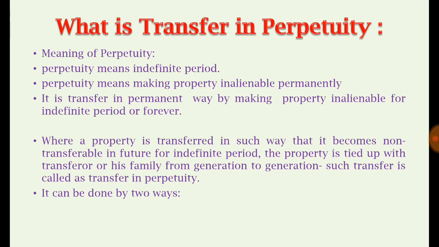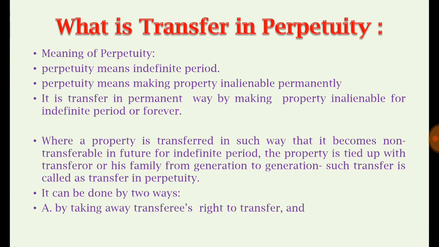See, and this can be done by two ways. One is by taking away transferee's right to transfer. So when by a particular single document, for example transferor is A, he transfers his property to his descendants that may come in existence in a future in such a way by giving them a limited interest. That can be a transfer in perpetuity.